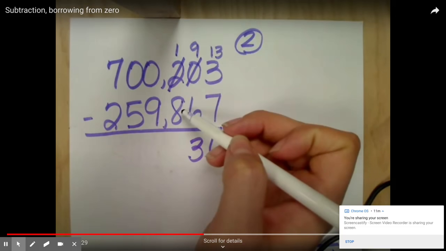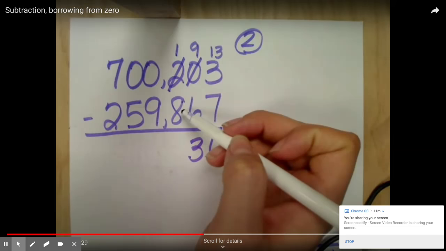Look, I have 8. I have 1. Do I have enough to take away? I don't. I can't take 8 away from 1. Uh-oh, look next door. 0, don't help me. 0, don't help me. What does help me? 700. I can take away from 700. I can regroup that. I can't regroup the 0 and the thousands. I can't regroup the 0 and the 10,000s, but I can regroup the 700.